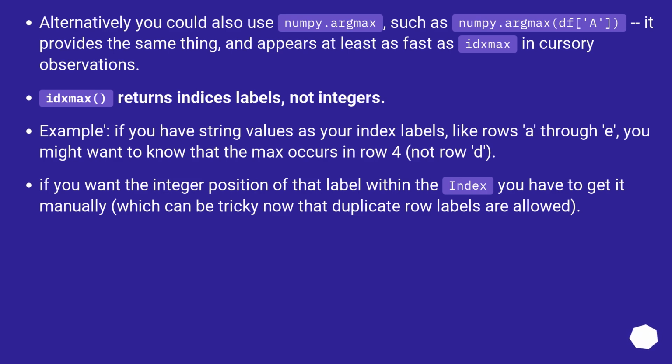For example, if you have string values as your index labels, like rows A through E, you might want to know that the max occurs in row E, not row 4. If you want the integer position of that label within the index, you have to get it manually, which can be tricky now that duplicate row labels are allowed.